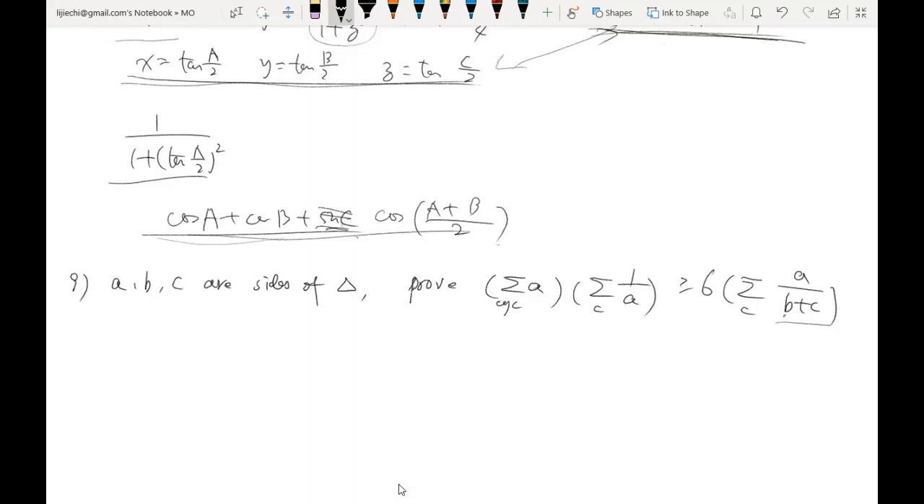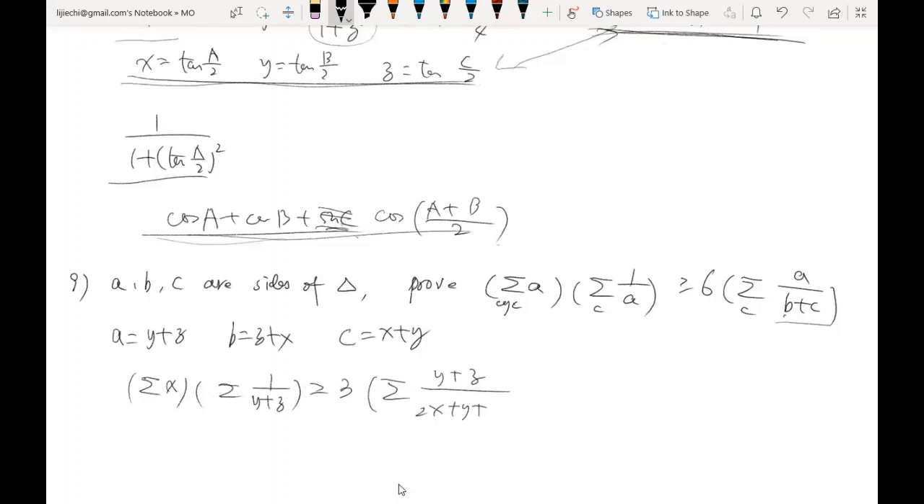And this one, it's also something you need to be familiar with, or at least work out a couple of problems. For the sides of a triangle, you can write each as a sum of two, right? It's the inscribed circle cutting each one. So in this way, this thing will change to sigma x over sigma y plus z, greater than or equal to, here we have 2, so 6 over 3, sigma (y+z)/(2x+y+z).